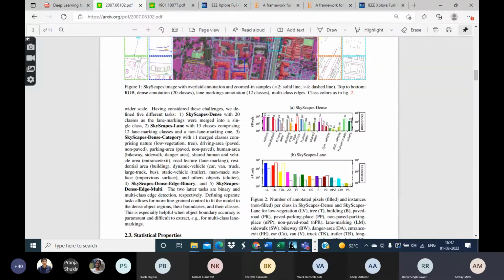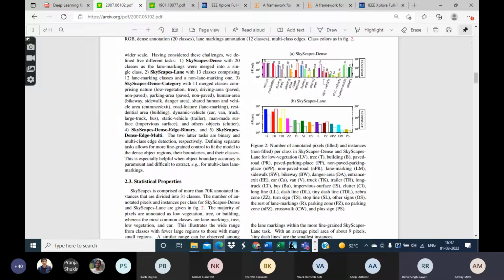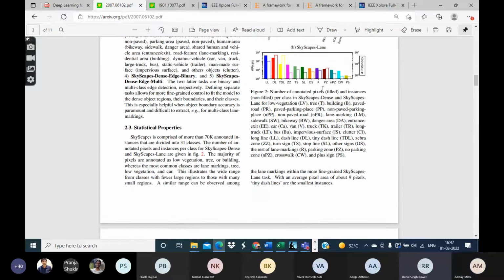So fine. Okay, and here they have shown some statistical properties of the different classes and how frequent the different classes are. That is, the number of annotated pixels and instances per class that are available.